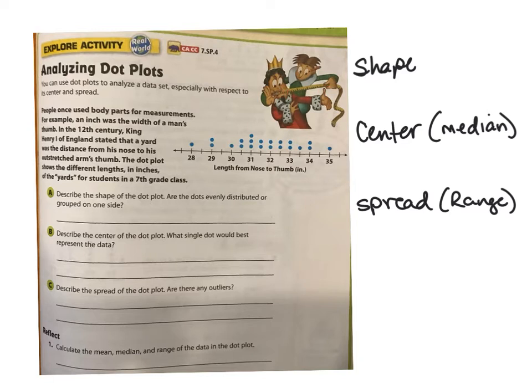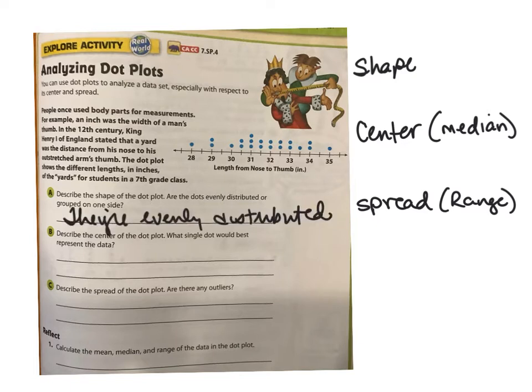So they measured all of the 7th graders nose to thumb. And these were the lengths that they got in inches. 28 inches for one student, 29 inches for 2 students. One person had 30 inches. 2 were 30 and a half, 3 were 31, and so on and so on and so on. The dot plot was done. They want us to describe the shape of the dot plot. Are the dots evenly distributed, or are they grouped to one side? They're pretty evenly distributed across there. We don't have a mountain going on over here. So I would say that they're evenly distributed.